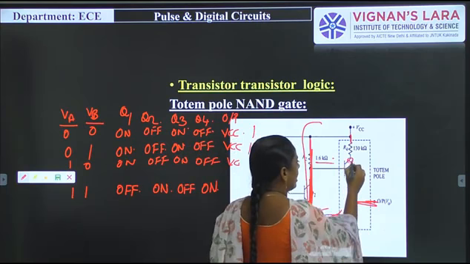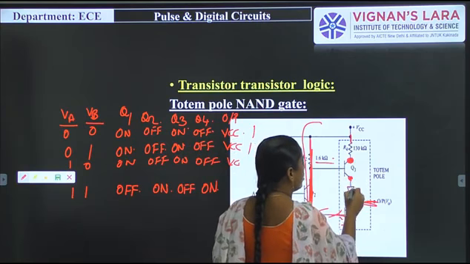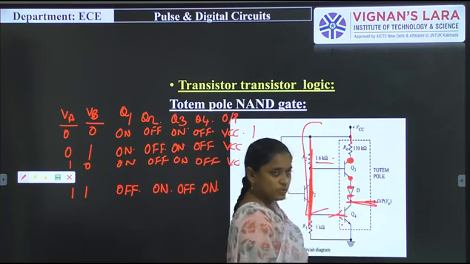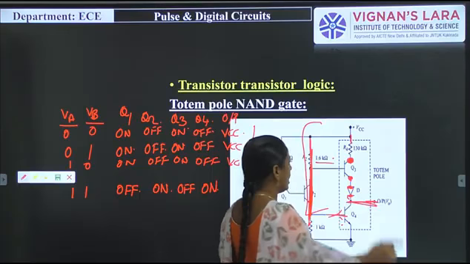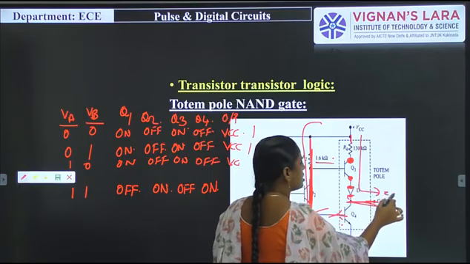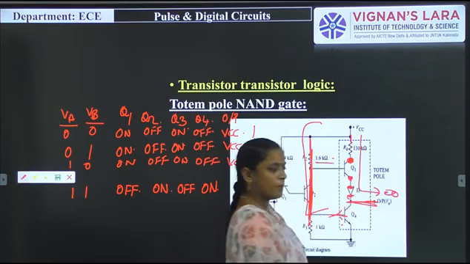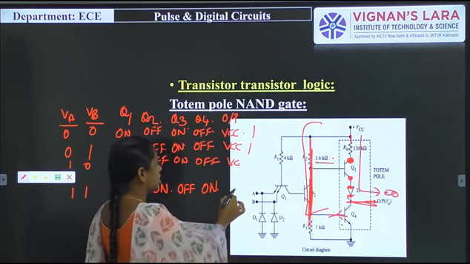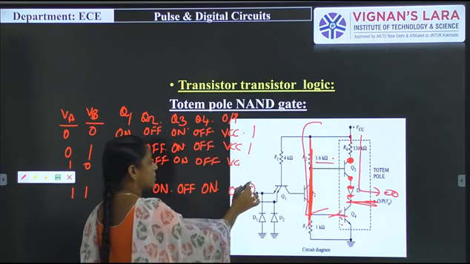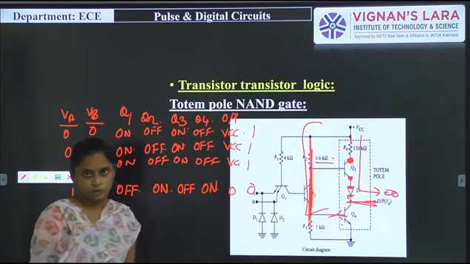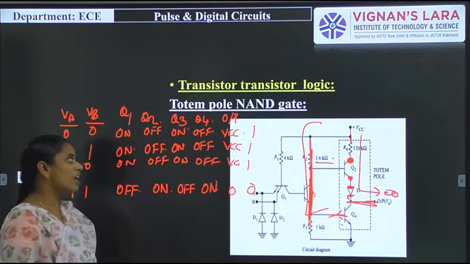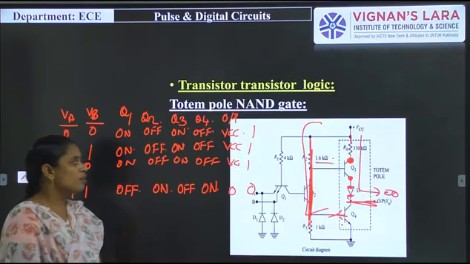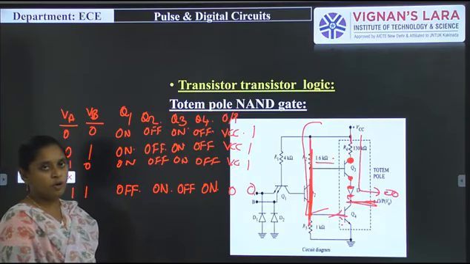Here, in that particular time, Q3 and the diode are replaced with an open switch. So simply the output voltage we have to represent will be 0. Why? Because it can be replaced with an open switch. So simply the output will be 0, that is, it can be replaced with the logic 0. So this is the totem pole NAND gate connection, simply the operation of the totem pole NAND gate.